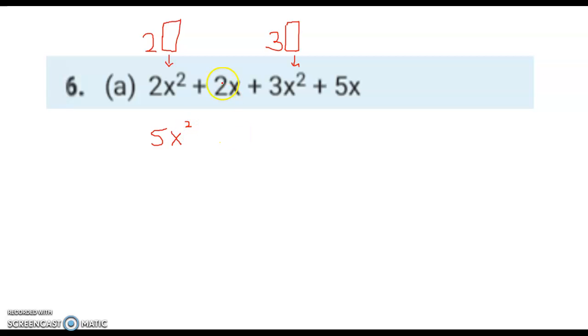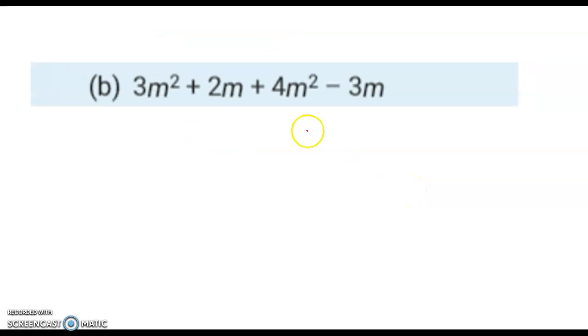And then to finish off, we have 2x plus 5x. So it's just 2 and 5 is 7x. No messing about there. Plus 7x in that one. So that's part A completed. You can't tidy that up any further because x squareds are not the same as x's. They are different.